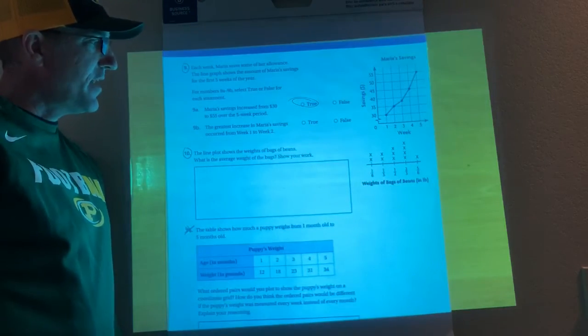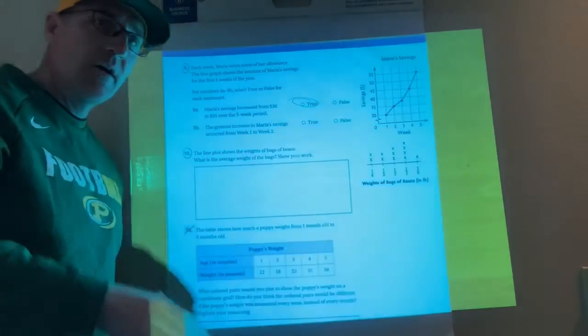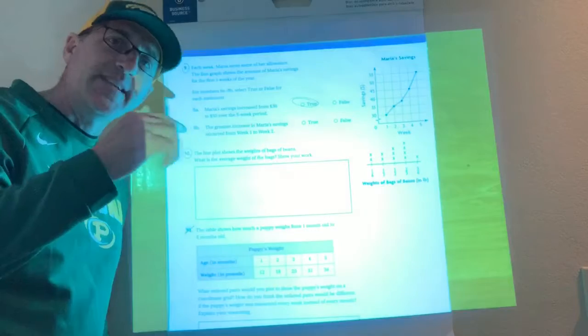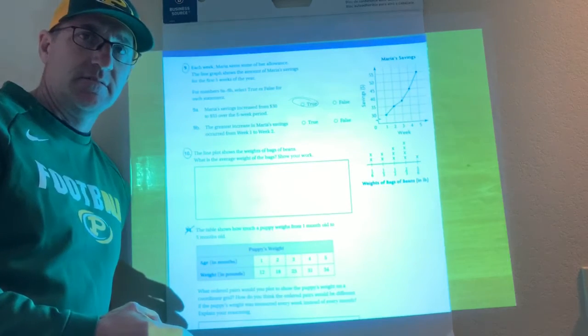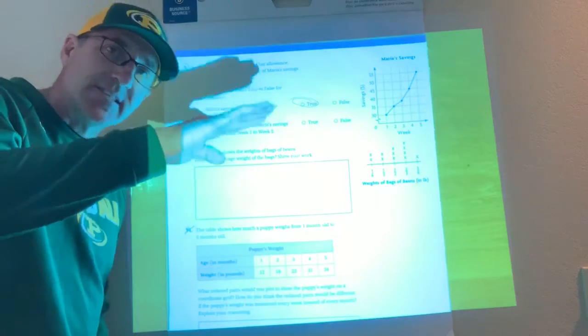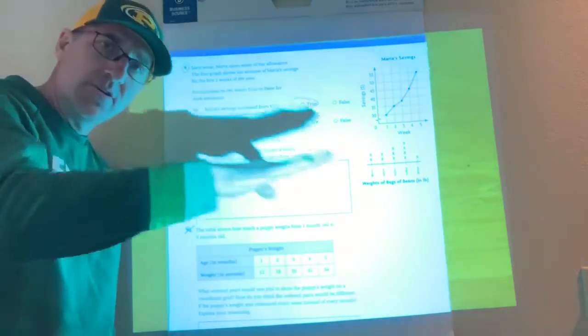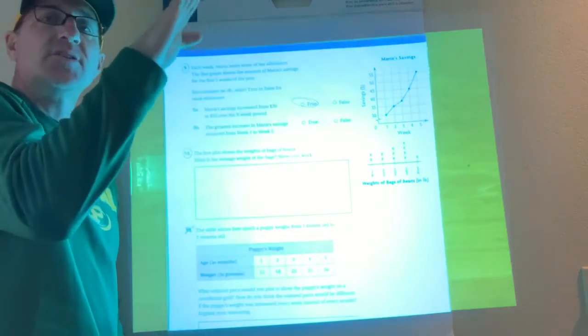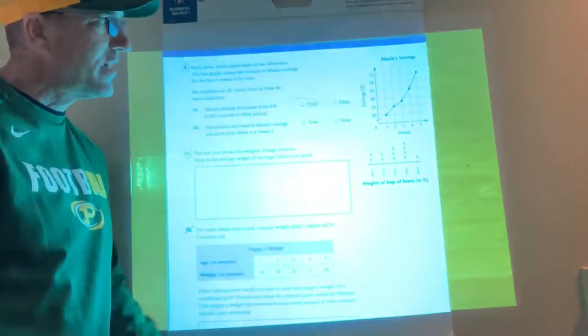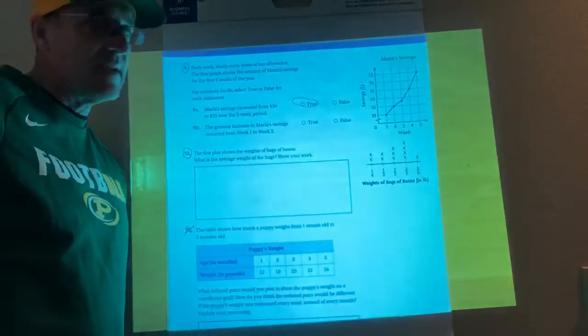Okay, the greatest increase in Maria's savings occurred between weeks 1 and 2. Where is it going to be the greatest increase? Steepest. Least amount of increase is flat. No change, major change. Okay, so I look at the graph from here to here. Is that the steepest part of the graph, or is there a steeper part?